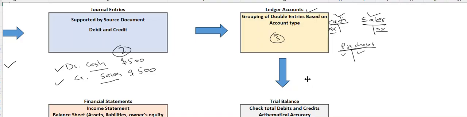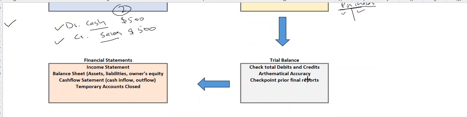So this was your third step, and your fourth step would be the trial balance. Like I said, the trial balance includes the summary, the final balance of all your T accounts. Let's say we have a TB, which stands for trial balance, and then you have the account name, and the debit balance and the credit balance.